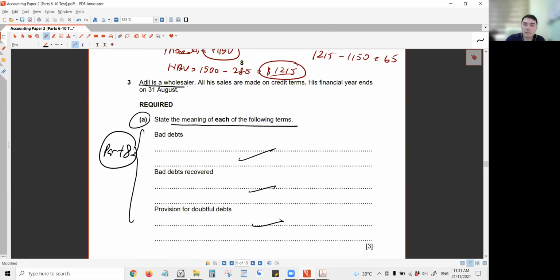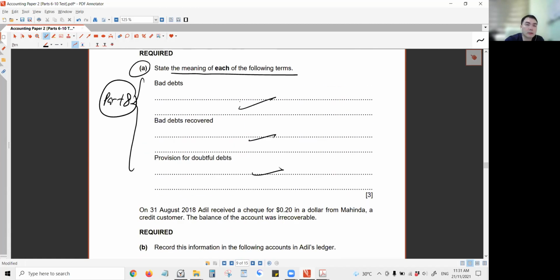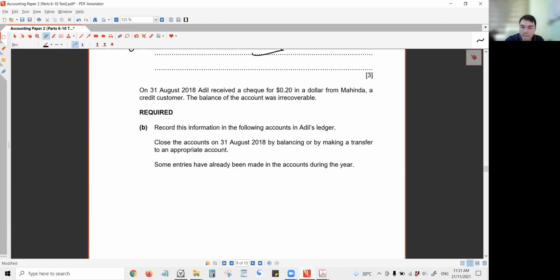Adil is a wholesaler. All his sales are made on credit terms. That means Adil always sells goods on credit. His financial year ends on 31st August. Okay, so question A is done. Now question B.